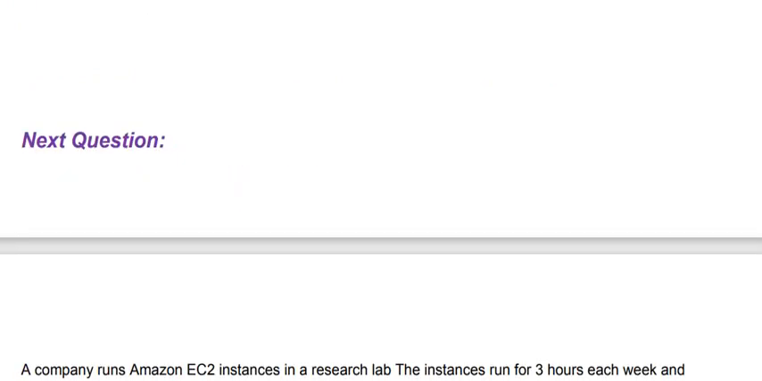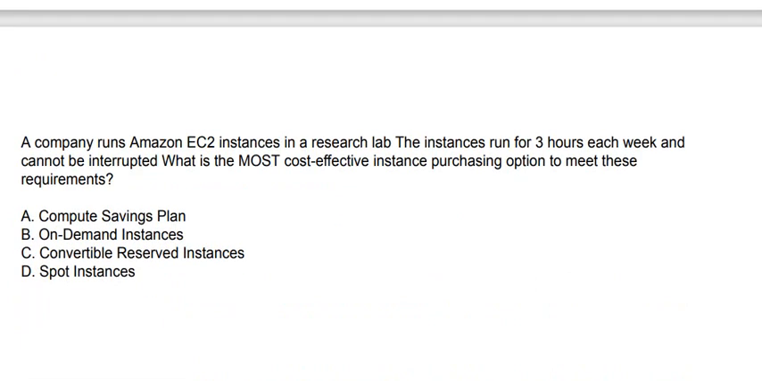Next question is, a company runs Amazon EC2 instances in a research lab. The instances run for 3 hours each week and cannot be interrupted. What is the most cost-effective instance purchasing option to meet these requirements? Option A, Compute Savings Plan. Option B, on-demand instances. Option C, convertible reserved instances. And option D, spot instances. The correct answer is option A.